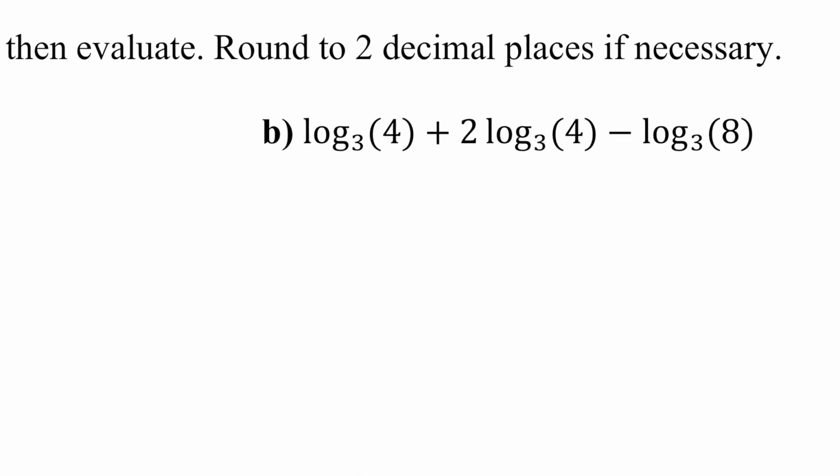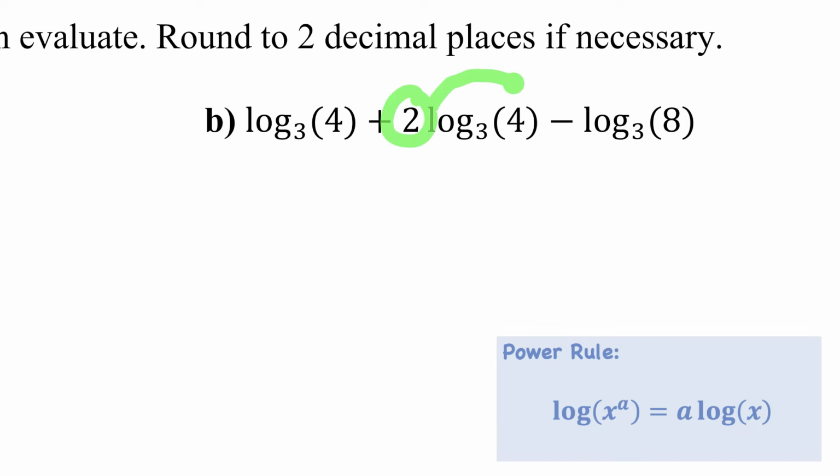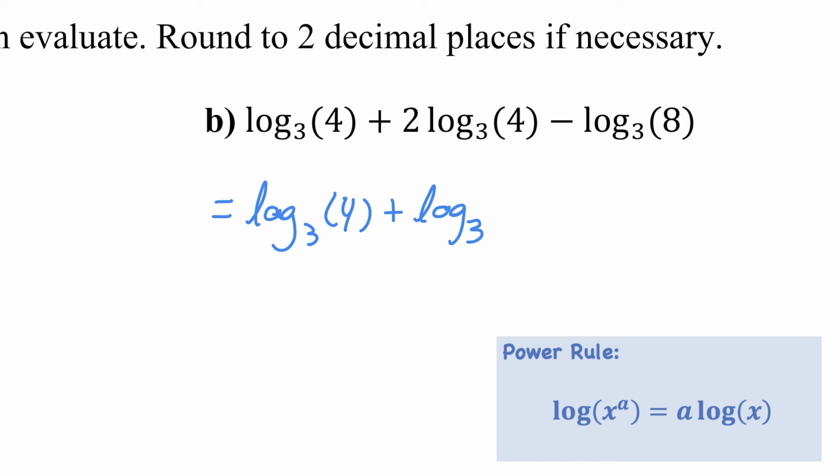Part B. If I'm going to combine these three logarithms into a single logarithm, I need to make sure all of their coefficients are 1 first before using the product and quotient rules of log. So for this too, I need to use the power rule of logarithms and write it as the exponent on the argument. So I'll do that in my first step. So log base 3 of 4 plus log base 3 of 4 squared minus log base 3 of 8.